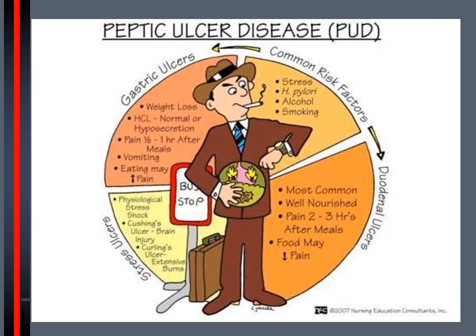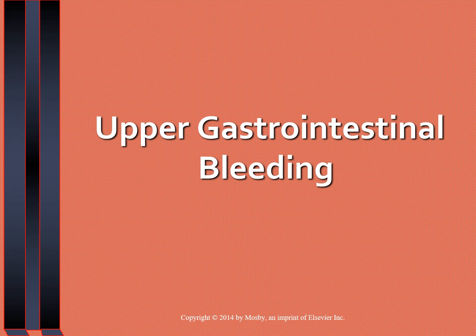This is a nice little picture of peptic ulcer disease. Upper GI bleeds, there's a couple of different types, but really it depends on the bleeding origin. Is it venous? Is it capillary? Is it arterial? A massive upper GI bleed is the loss of more than 1,500 mLs of blood or a loss of 25% of intravascular blood volume. That's a huge, massive amount if you think about it.